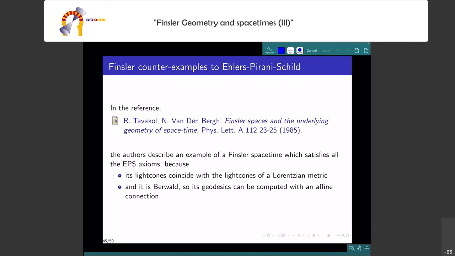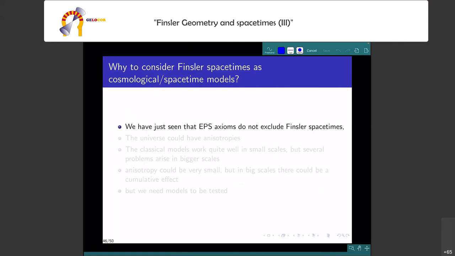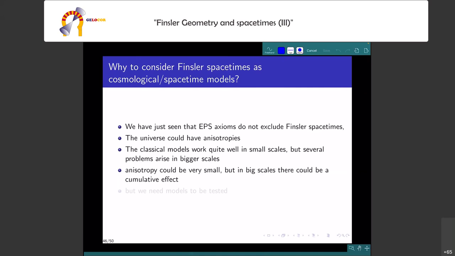So we are arriving at the end, and now I want to explain why we should consider Finsler spacetimes as cosmological models. We have seen that EPS does not really exclude Finsler spacetimes. The universe could have anisotropies. I have discussed several cases in which this can happen. The classical models work quite well at small scales, but there are some problems at bigger scales, and right now I think nobody knows how to solve these problems. Finsler geometry could be an answer, because what happens at big scales? Maybe there could be a cumulative effect. So the point is that we need models to be tested.